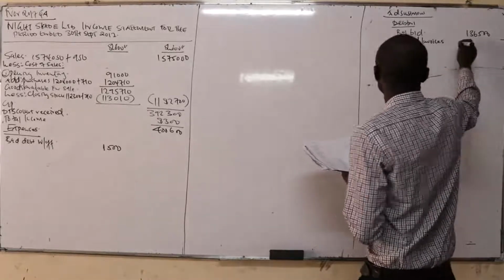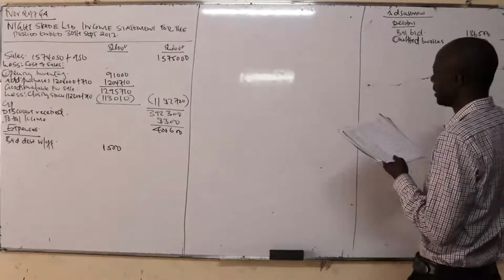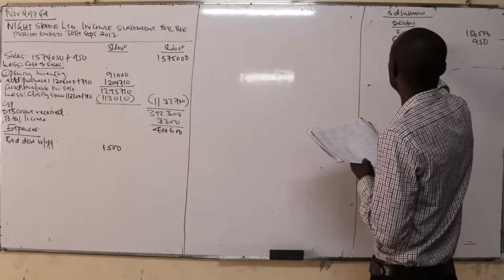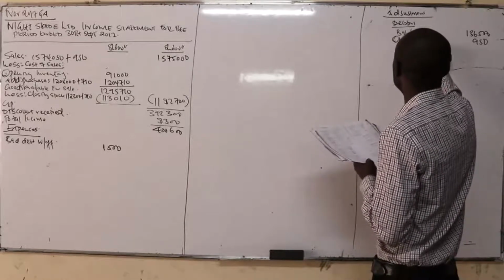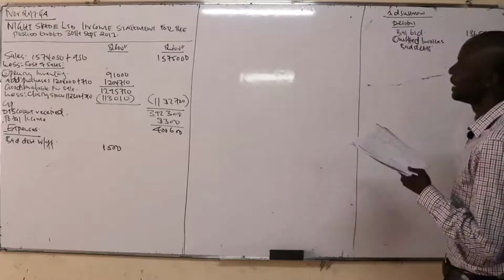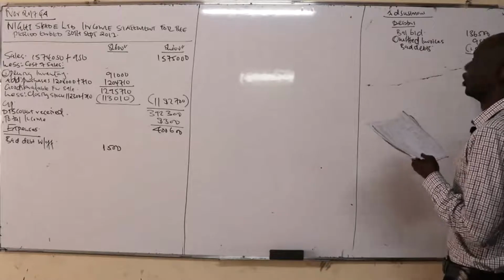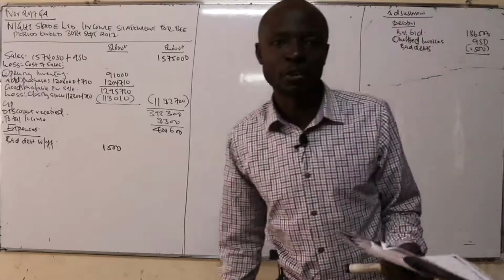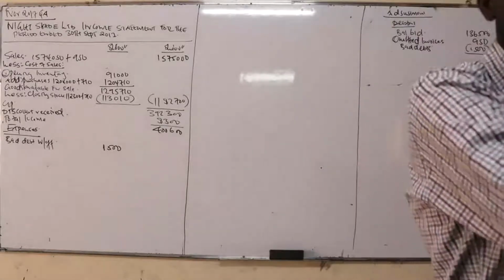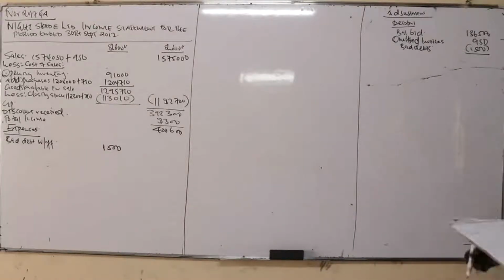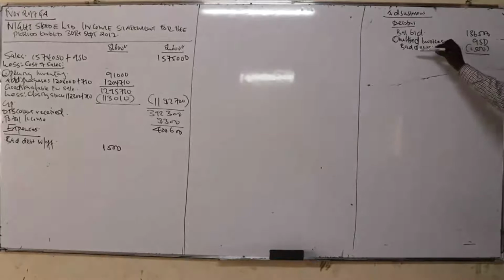Then you come here and add omitted invoices, 950, isn't it? And then we less bad debts. Bad debts, how much? Bad debts, 1,500. So when we have bad debts in the additional information, it means it has not yet been adjusted the way it's supposed to be adjusted. Those debtors have not been adjusted accordingly.